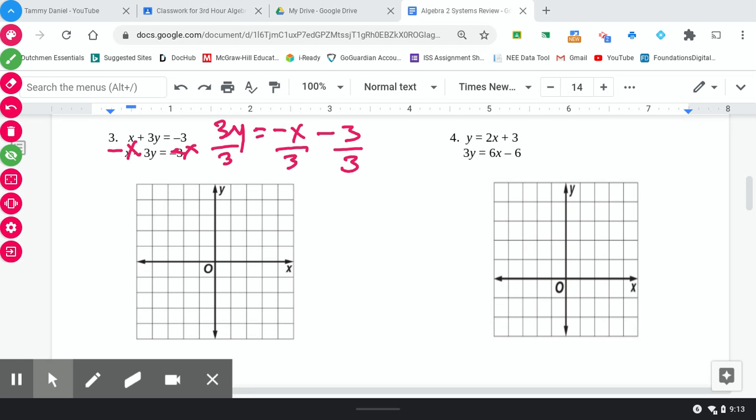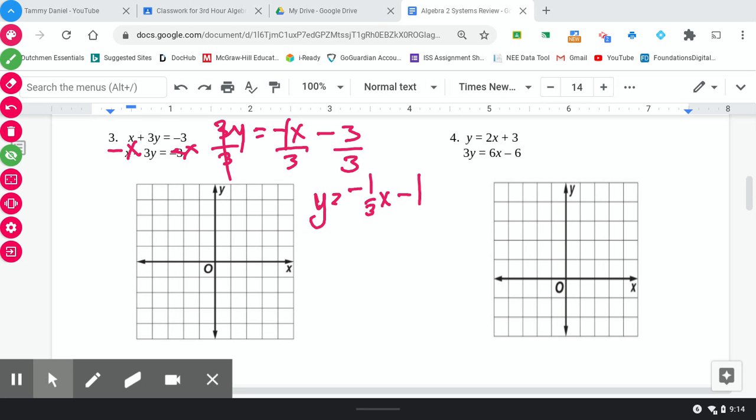When I do that, the 3's cancel here. Remember, there's kind of a quiet one, an invisible one there that you can't see. So that leaves me y equals negative 1/3 x minus 1. That's our first equation to graph.